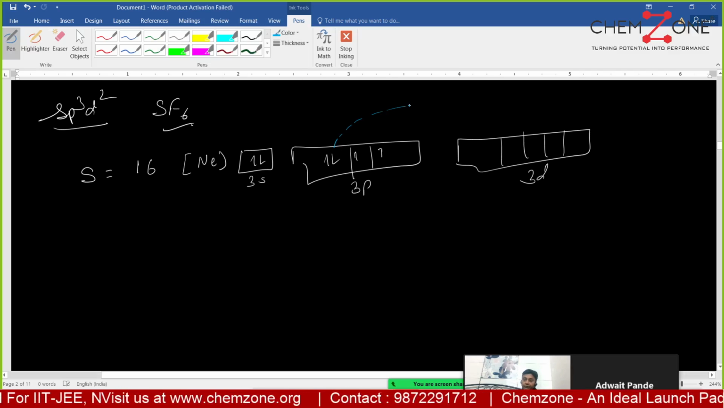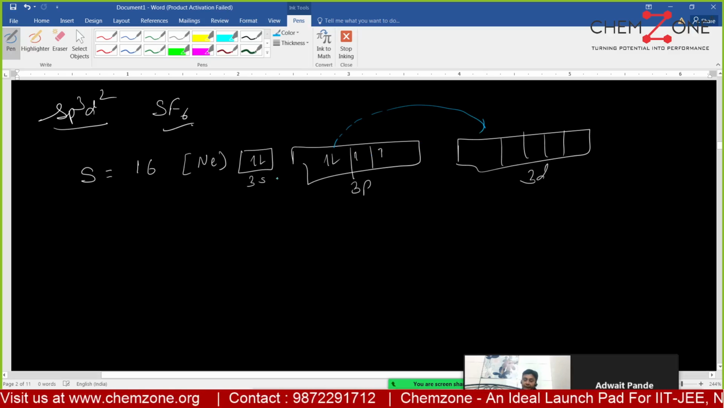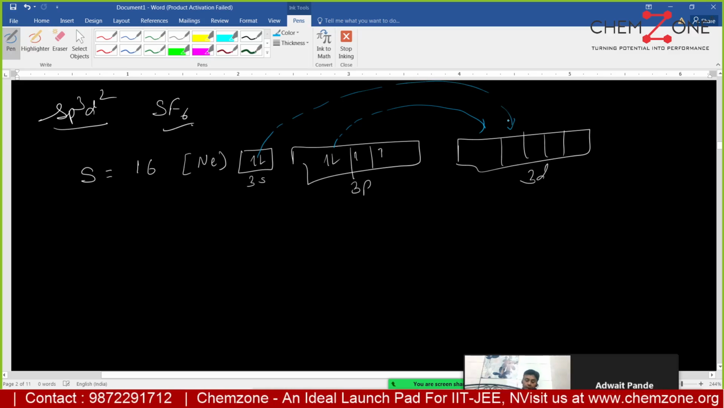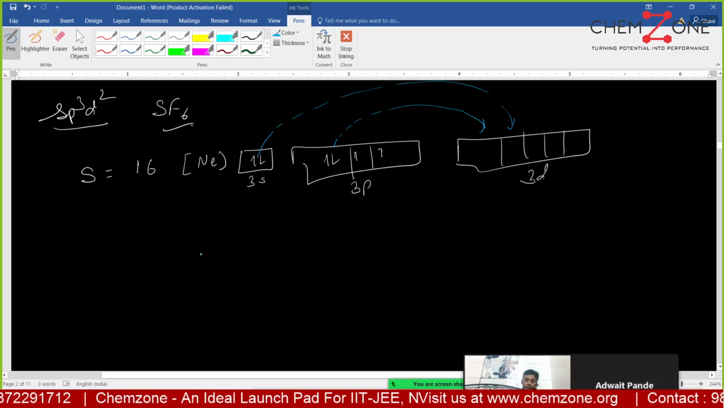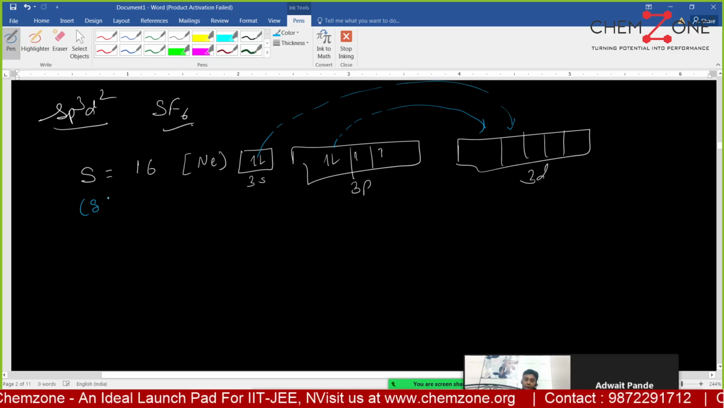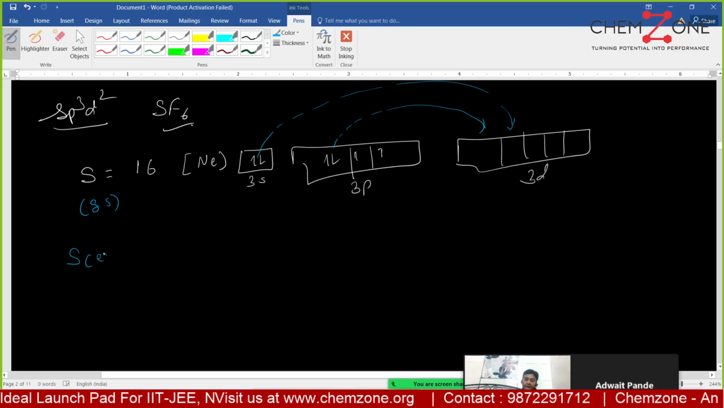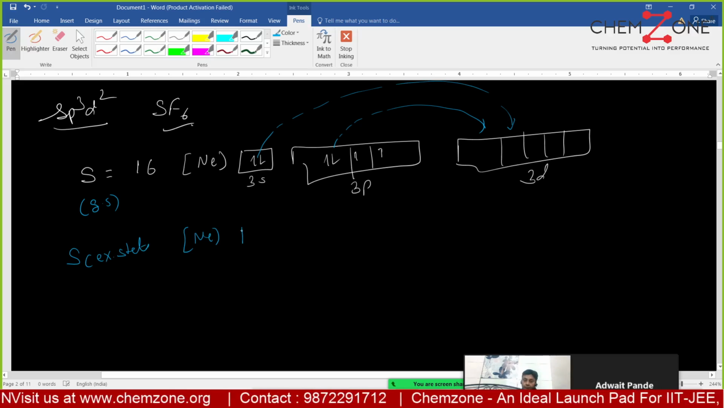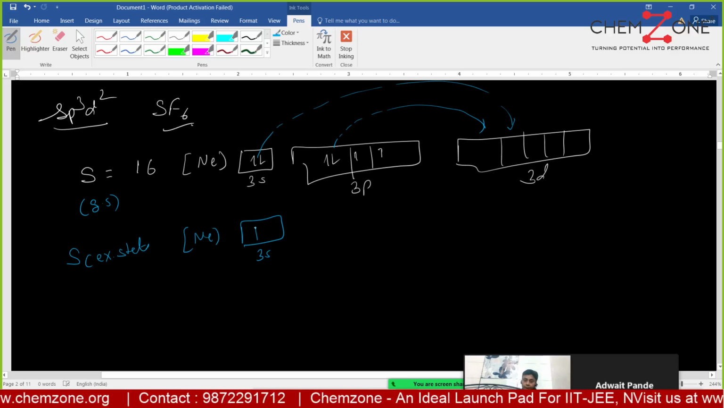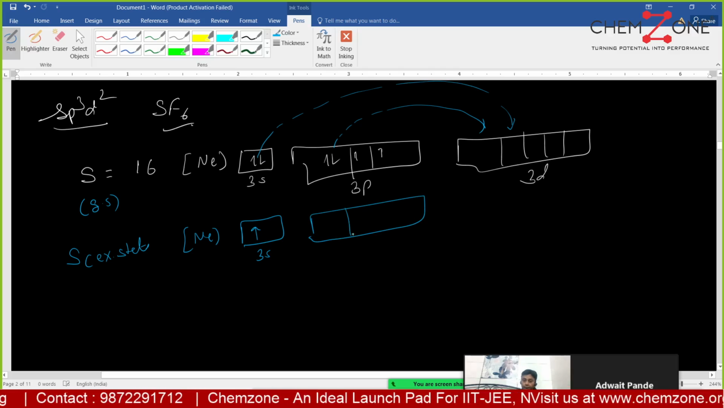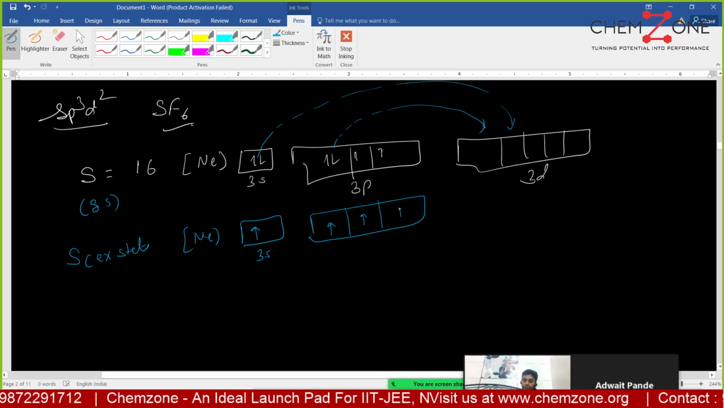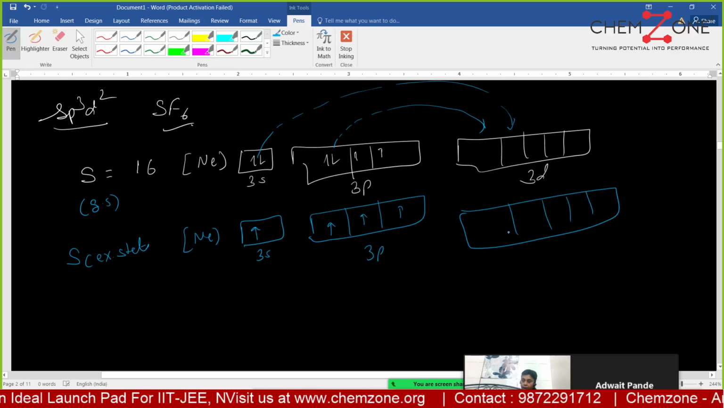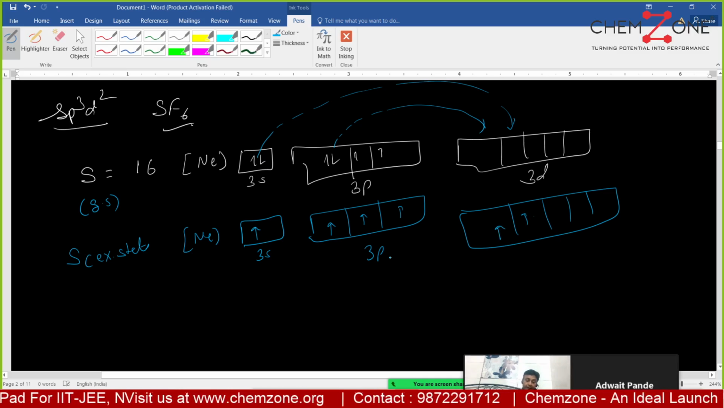So electrons jump from 3p to the 3d. By that way, it will acquire four unpaired electrons. This is the ground state electronic configuration, and this is the excited state electronic configuration. So like that, 1, 2, 3. Now I have six unpaired electrons.